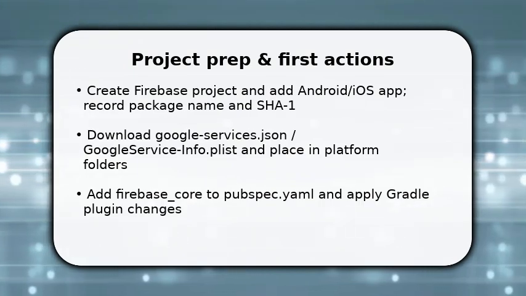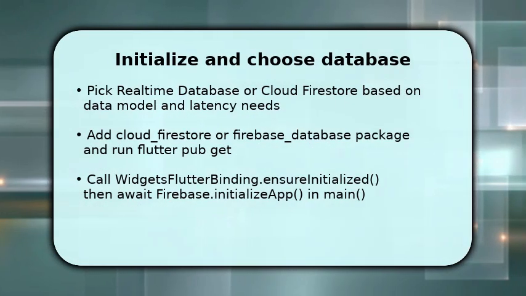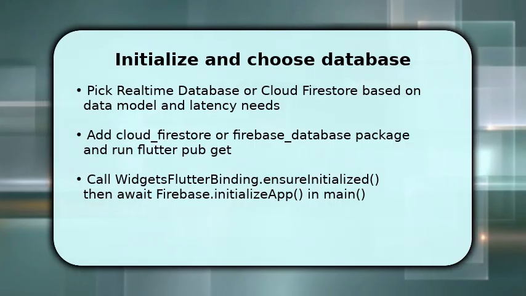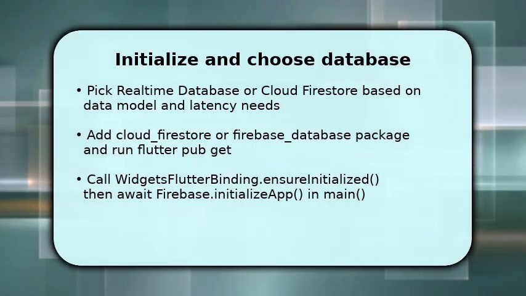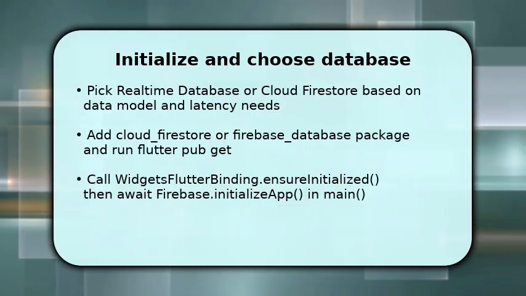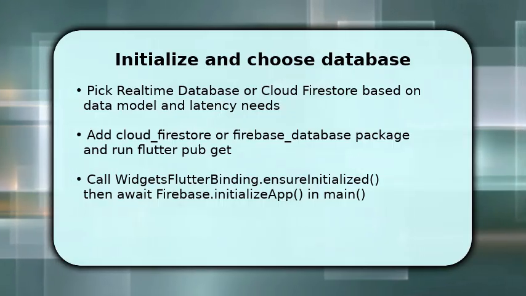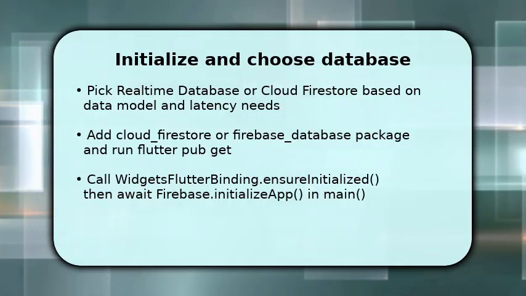Now choose Realtime Database for simple JSON trees or Cloud Firestore for structured, indexed documents. This choice affects how you model data and query. Once chosen, add the matching package, cloud_firestore or firebase_database, and run flutter pub get so code can import Firebase APIs.